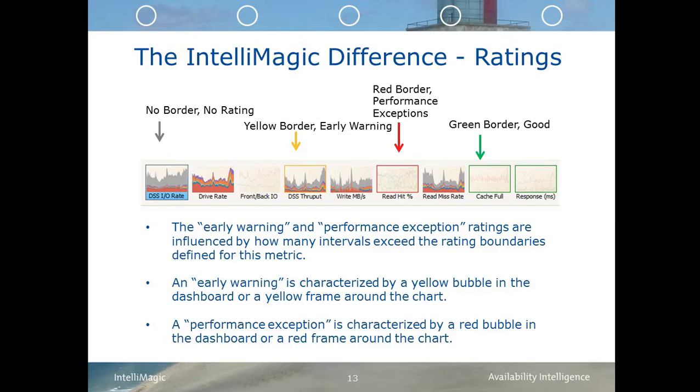Ratings are one way that IntelliMagic leverages their deep knowledge of hardware capabilities to provide availability intelligence, a truly proactive early warning of risks, not just indications of problems that are already occurring. And when an unpredictable problem does arise, the ratings help you shorten the mean time to resolution by guiding you quickly to the source of the problem.